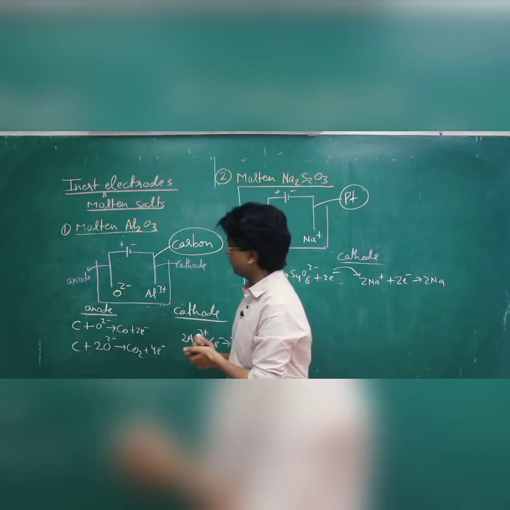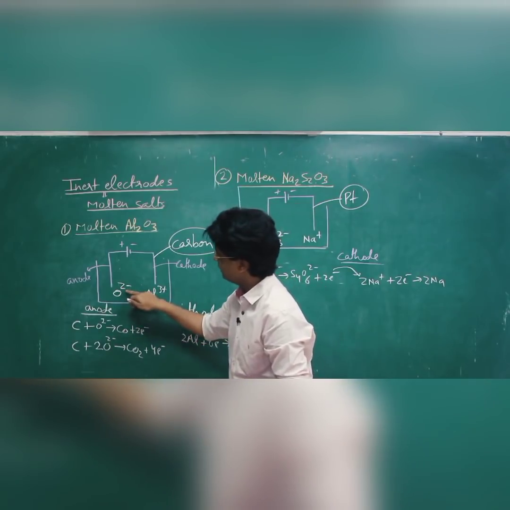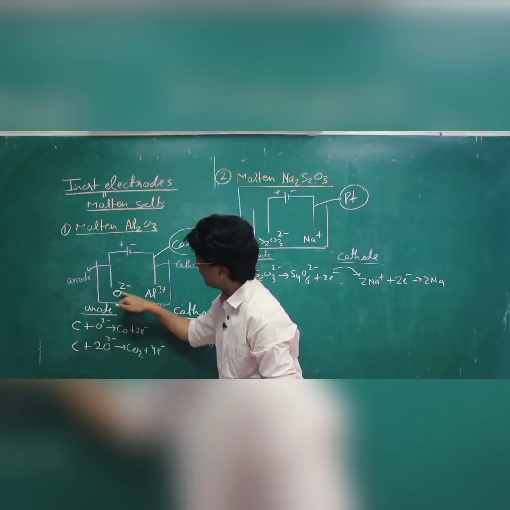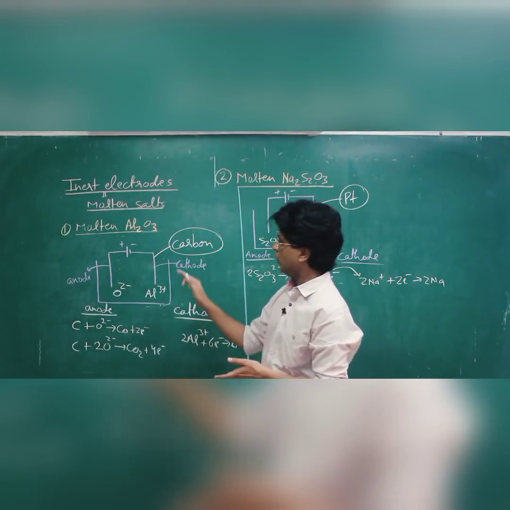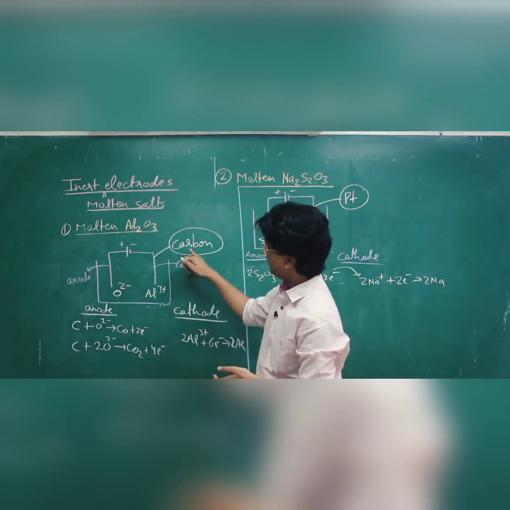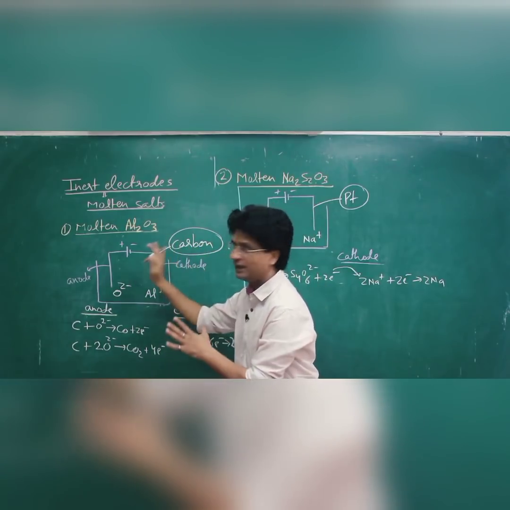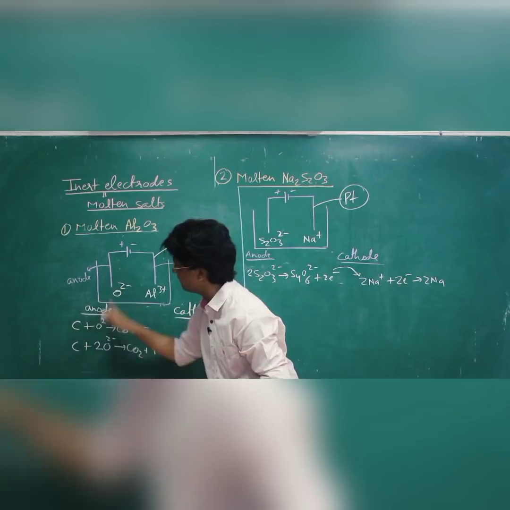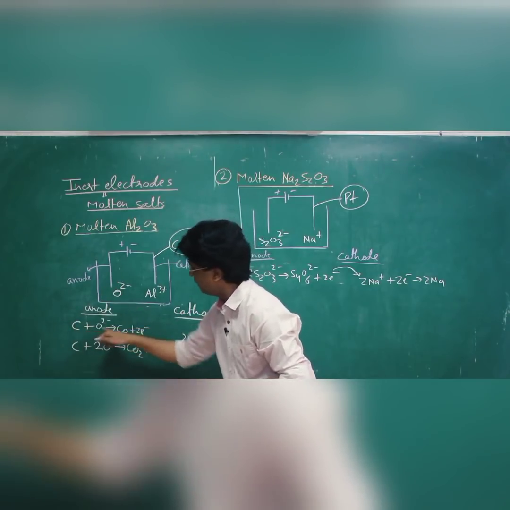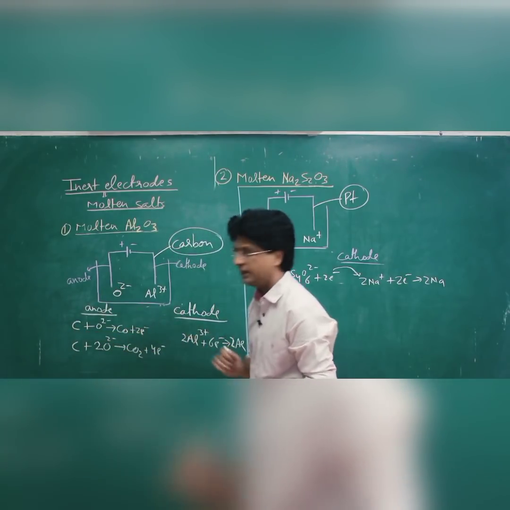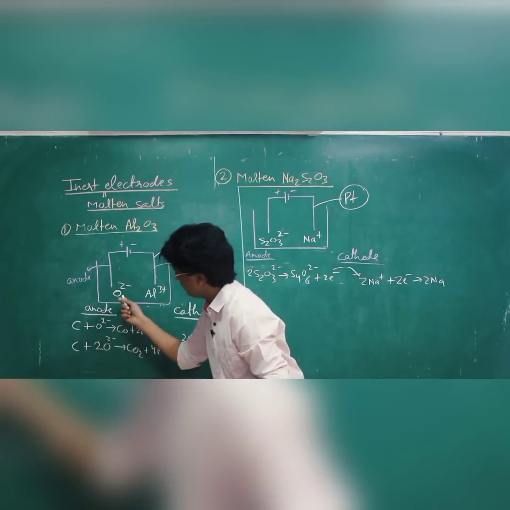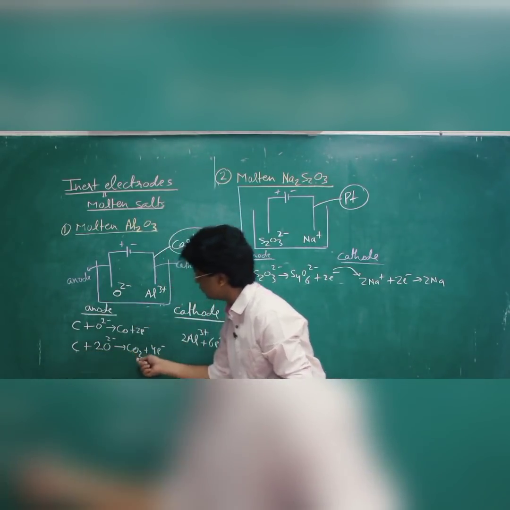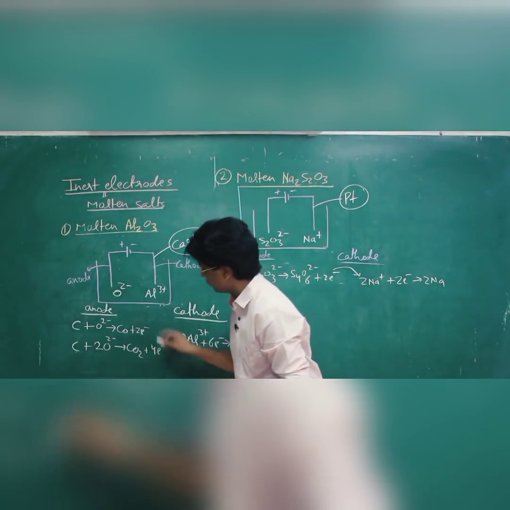So over here what will happen? Oxide ion is the anion, it will go to the anode, and at the anode it will try to discharge. But over here just remember that carbon is not acting as an inert electrode. This oxide ion has a great affinity towards carbon. It will form CO and 2 electrons will be released. If oxygen is present in excess, then it can also form CO2, releasing 4 electrons.